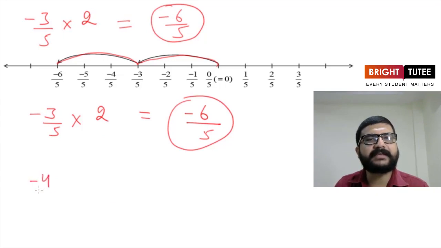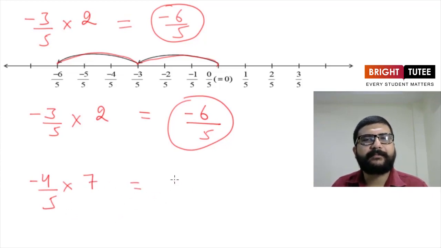Let's say we are having minus 4 upon 5 into 7. Now how to multiply it? Minus 4 into 7 is minus 28. So minus 28 upon 5. So the answer is minus 28 upon 5. Now you can check this by drawing a number line and making 7 steps of 4 upon 5 from 0 towards left. You will get the same answer.